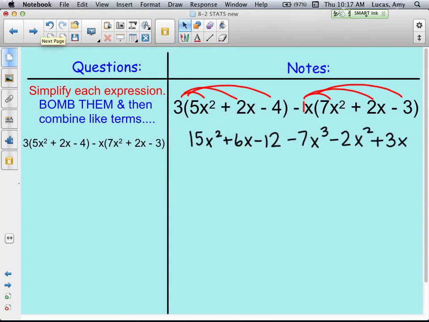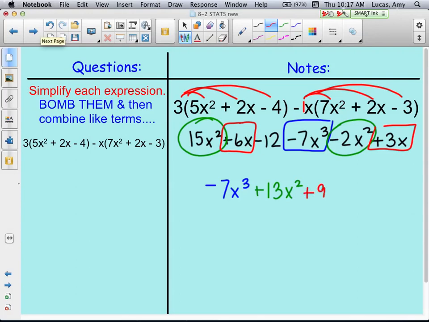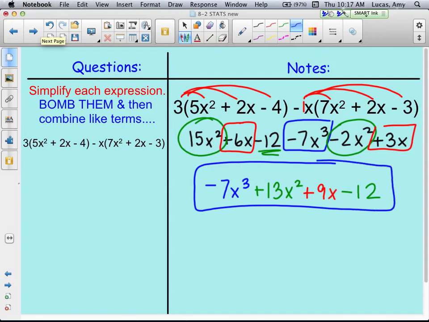All right, combine like terms. My highest is negative 7x to the 3rd, and it does not have a like term. Moving on to the next one, 15x squared minus 2x squared would give me 13x squared. Positive 6x and positive 3x combine to positive 9x. And last but not least, negative 12. So there's my polynomial in standard form.